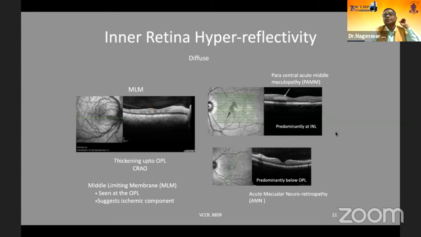Now things are coming to the picture, whether it is paracentral acute middle maculopathy. This is a new disease entity which is coming. So many issues are coming based on the OCT.